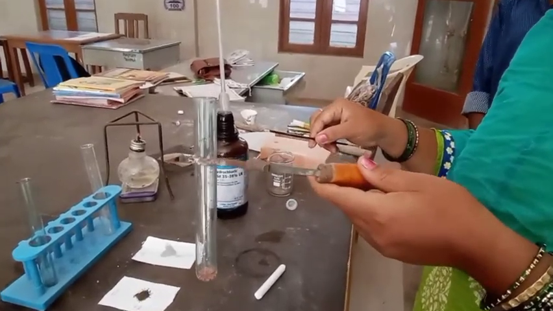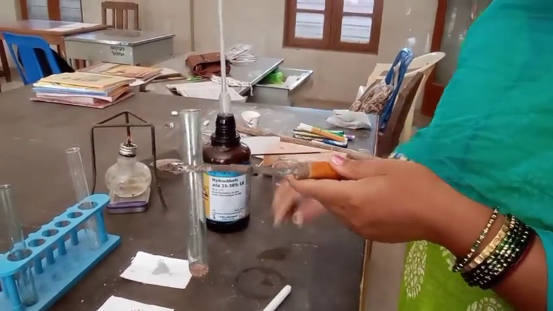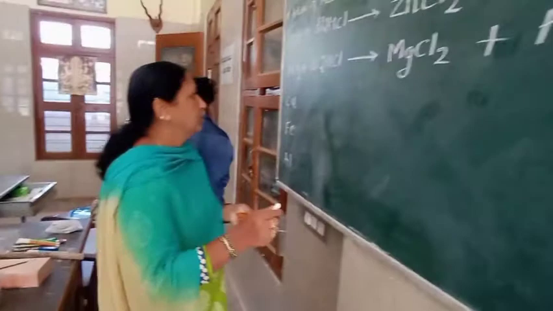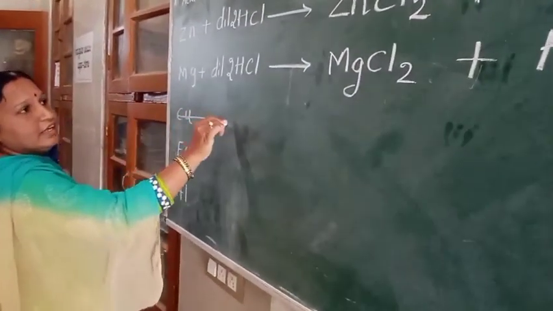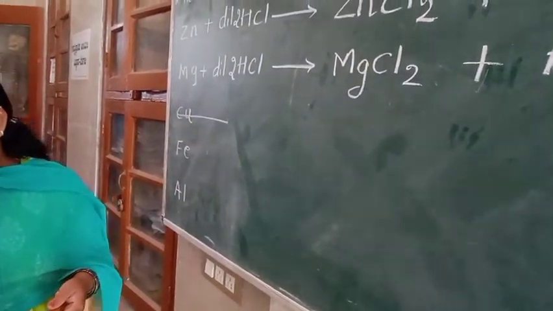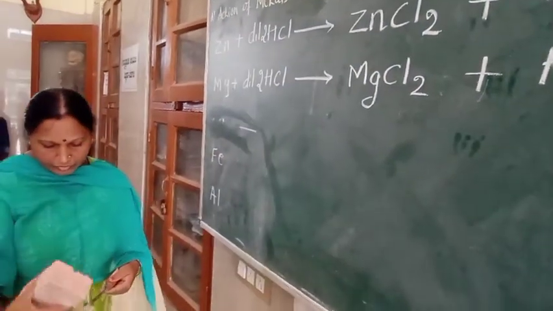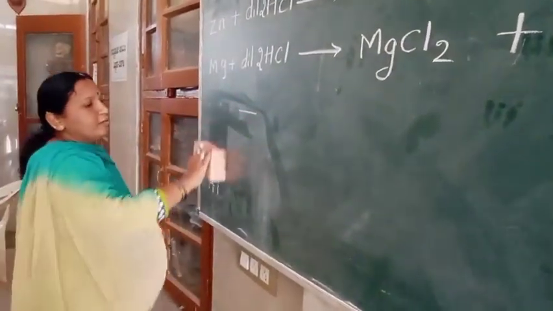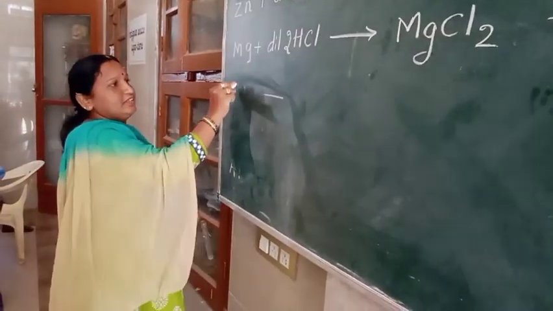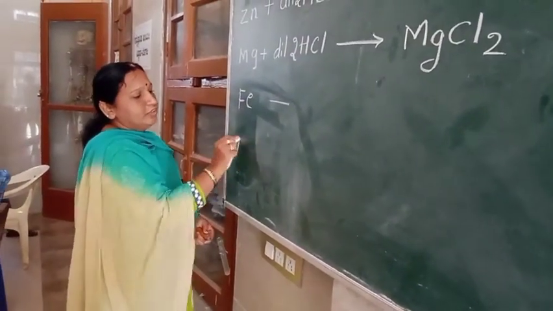So here what we are going to write is, copper is not going to react with the hydrochloric acid here. It is the dilute hydrochloric acid. That's why we are striking this out. So let us see what happens in case of ferrous and aluminium.